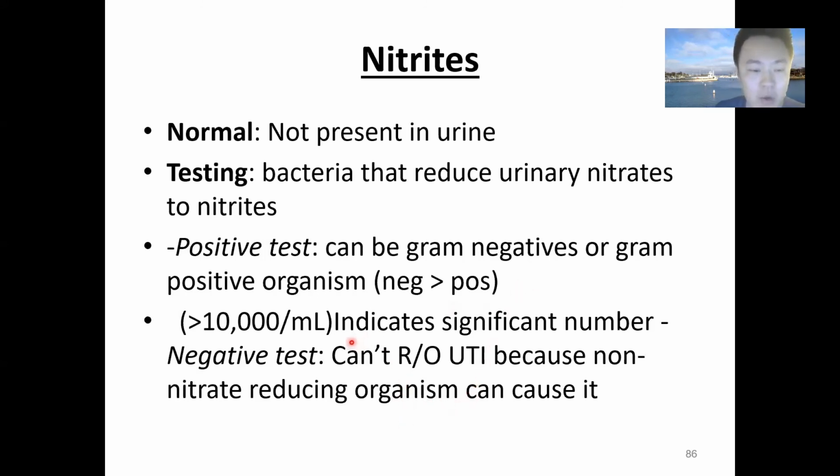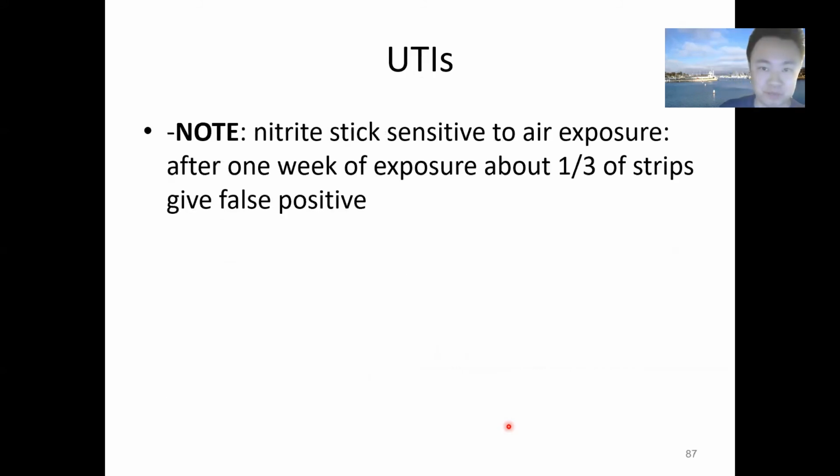Now if you have greater than 10,000 of these microbes per milliliter, that indicates a significant number. But with a negative test here, you can't rule out a UTI, because non-nitrate reducing organisms can also cause these as well. So again, it would be a false negative. Okay, so you got to be very careful. So you can't rule them out.